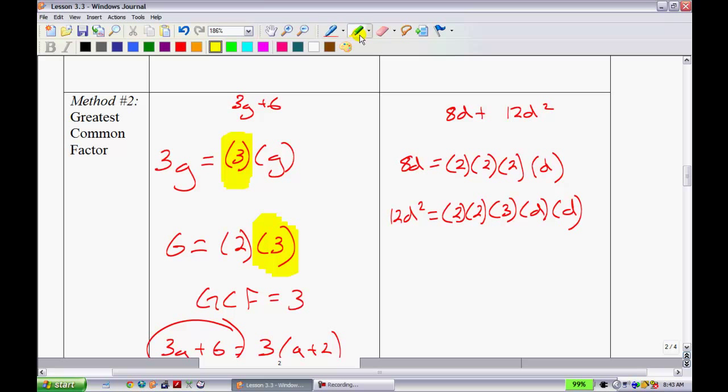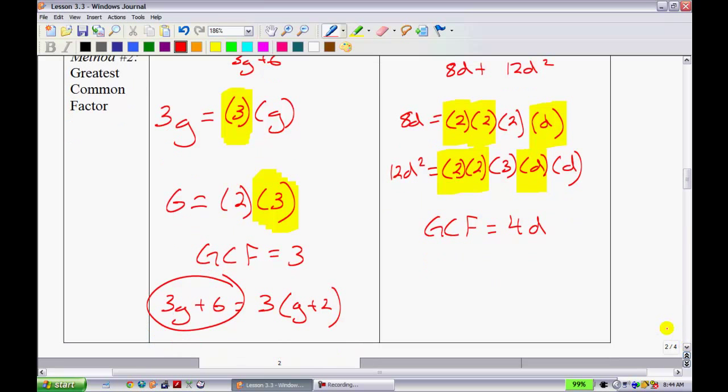And then simply, folks, I'm just looking for what is common. Well, I have a 2 and a 2, 2 and a 2, and a d and a d. So therefore, it means that my GCF is 4d, 2 times 2 times d. So we can write this now as 8d plus 12d squared is equal to 4d times 2 plus 3d. Okay, it makes no difference what order you put that in. I think I did it different for the one above.